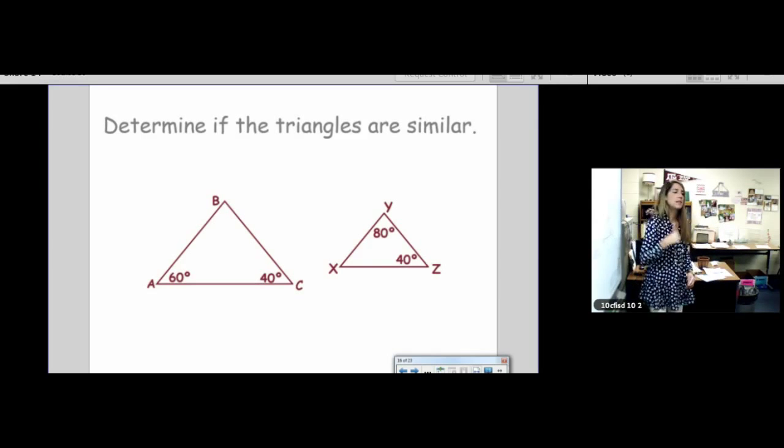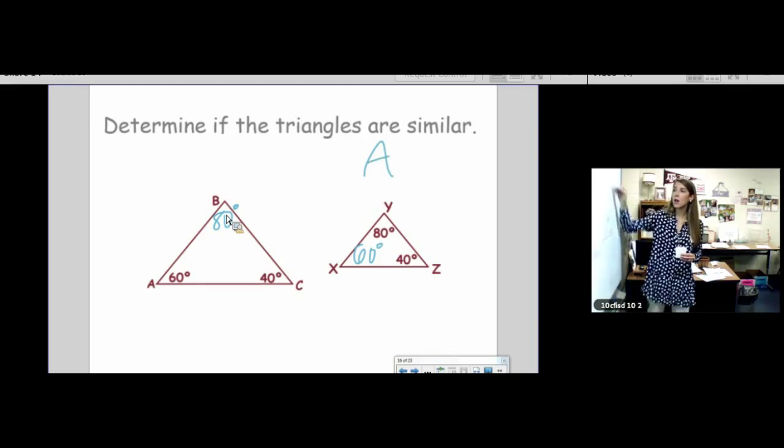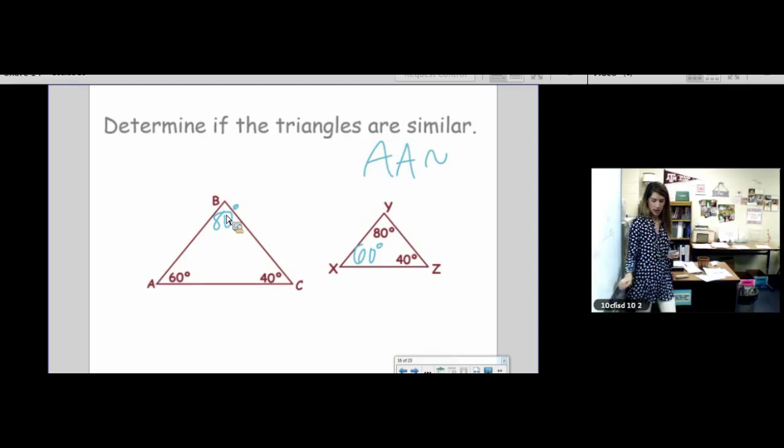Alejandro, what's one of the missing angles? 8? This is an 8-degree angle? 80. All right. Celeste, what's this missing angle? 60. Hey, guys, are these triangles similar? Yes. What are they similar by? Angle, angle, angle, squiggly. All right.